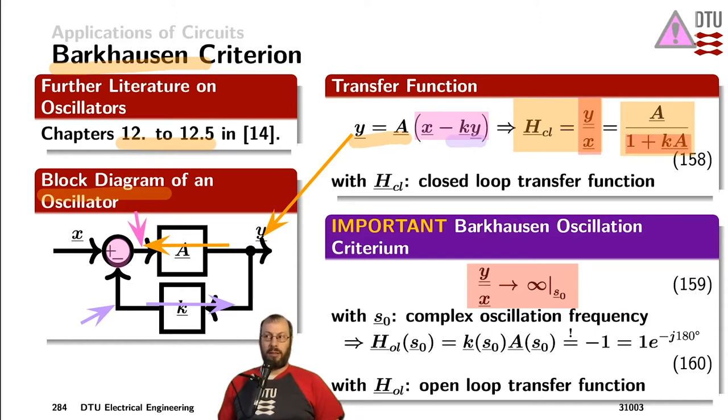Therefore, if 1 plus K times A needs to be 0, that means at that frequency, K times A needs to be minus 1. The multiplication of K and A is also called the open loop, as you can open a loop by cutting any arbitrary signal here and trace the loop back from before the cut to after the cut, and what we meet is K multiplied with A, and then we are back to the cut.